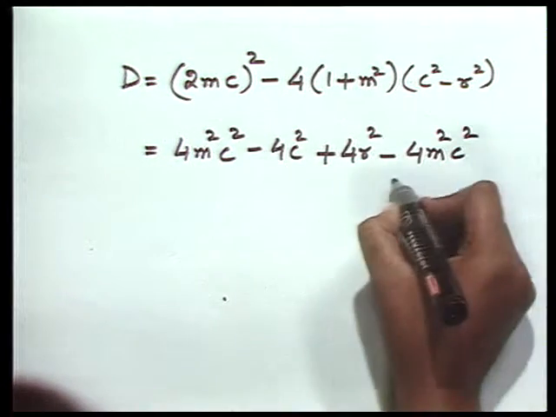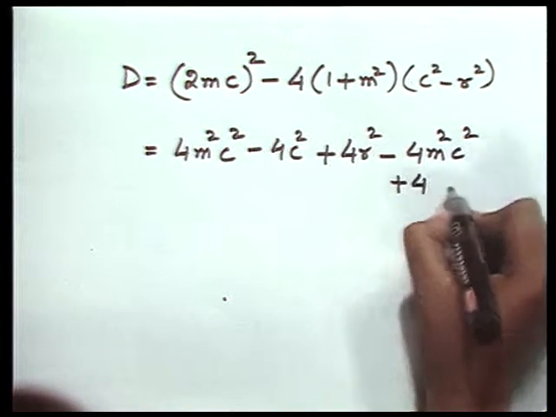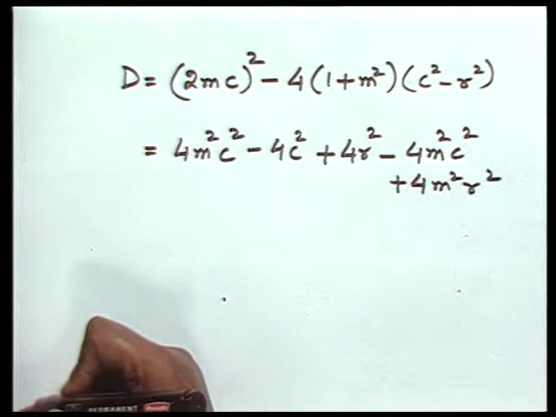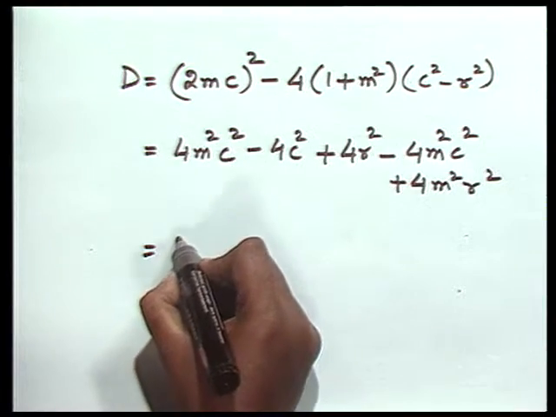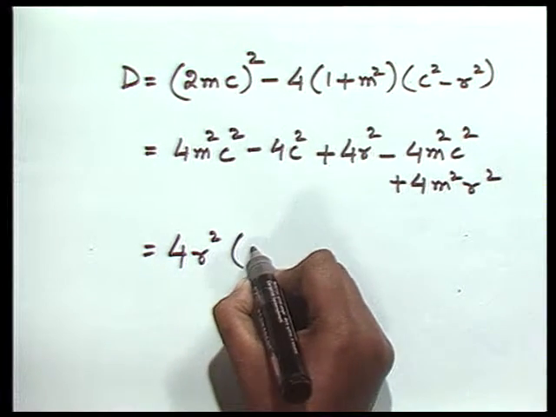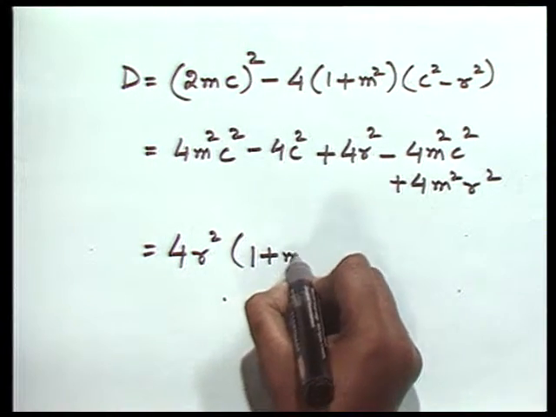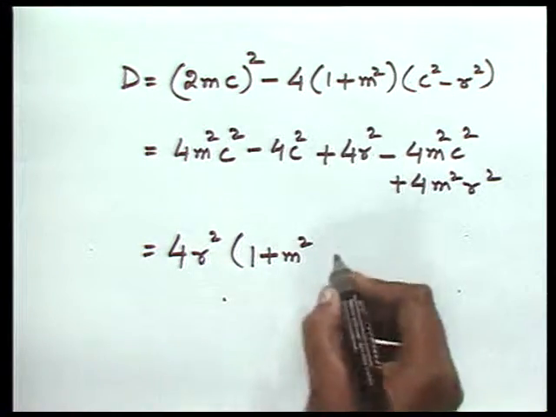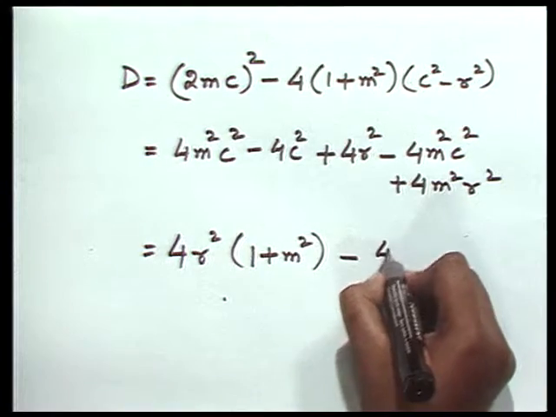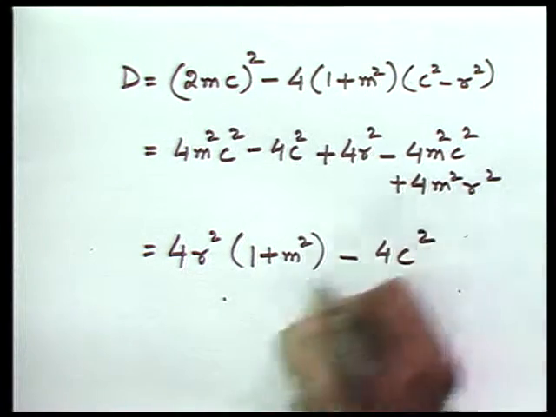square plus 4m square r square, which further gives us the value of d as 4r square into 1 plus m square minus 4c square. Now, this is just the discriminant.